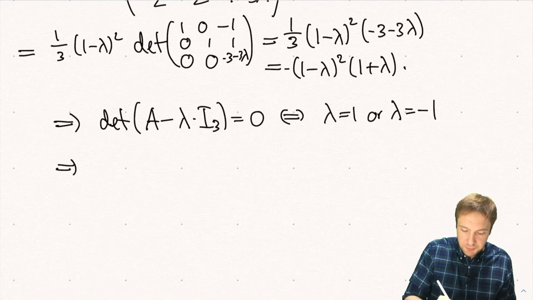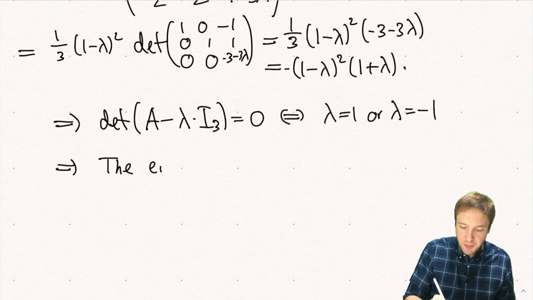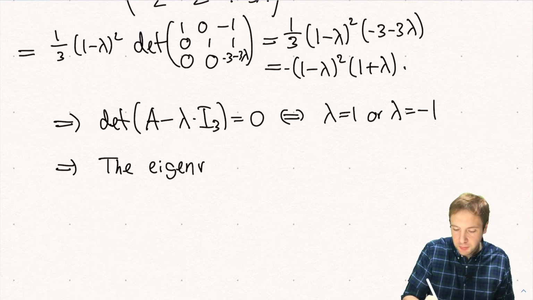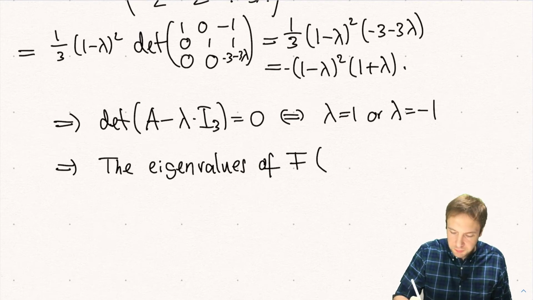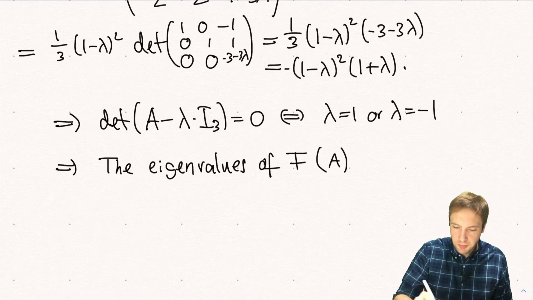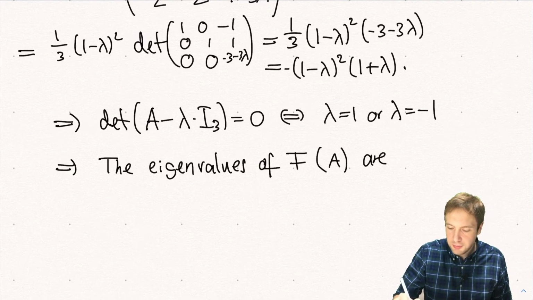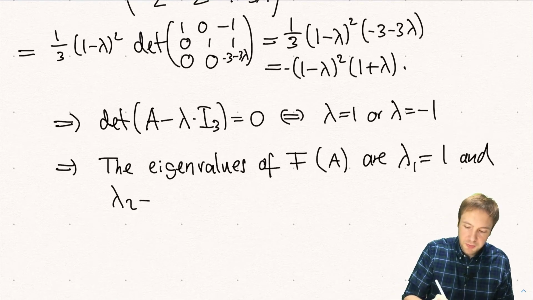So, in other words, the eigenvalues of f, also of this matrix A, are, let's call them, lambda 1 is 1 and lambda 2 is minus 1.